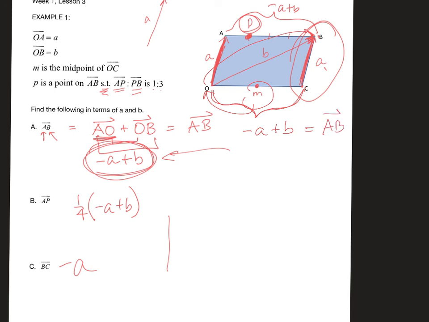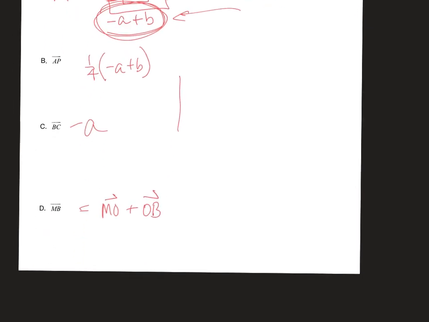And so, since I'm going in this direction and it's only half the way, that means that MO is negative 1/2 of negative A plus B. And then OB, that one was given, that's B. So all I have to do is distribute and combine some like terms. 1/2 A minus 1/2 B plus B. These two are like terms, and I end up with 1/2 A plus 1/2 B.